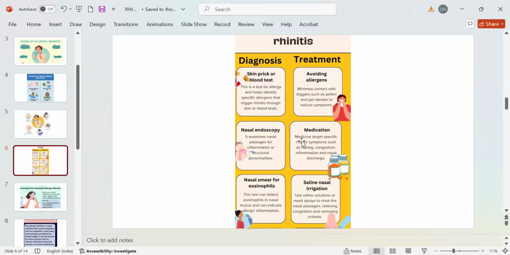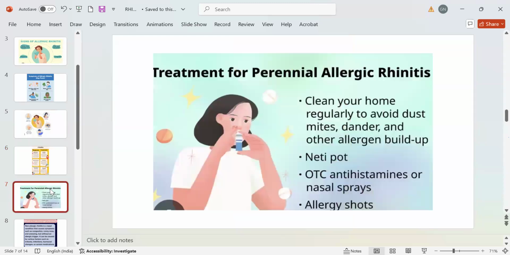Then some medications are there. I'll go to the treatment part later on. And the saline nasal irrigation to keep the nasal mucosa moist. That will relieve the symptoms.